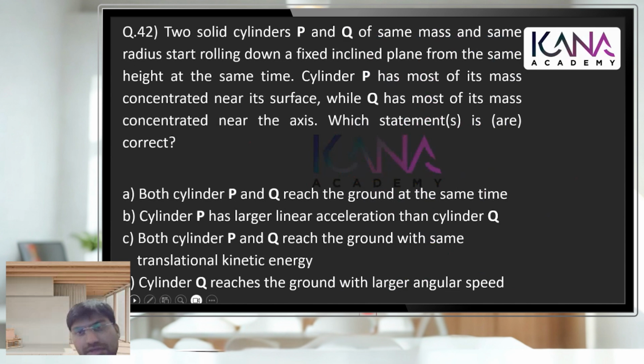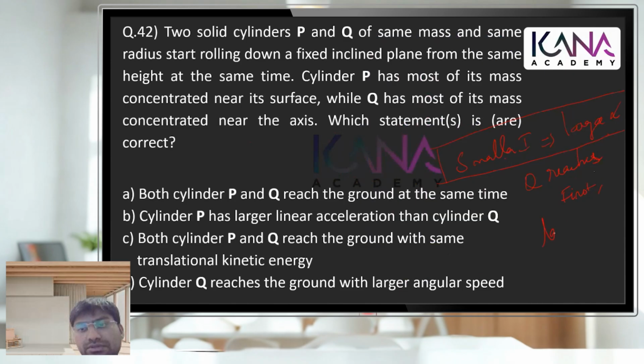Choose the correct statement. See, the smaller I is, the larger the acceleration. So Q reaches first. So this is also like a repetition. Q reaches first, as we saw, because of the angular momentum being constant. That's why a smaller I means the angular speed has to be larger. This is just a recap of what we discussed before. So Q reaches first now.